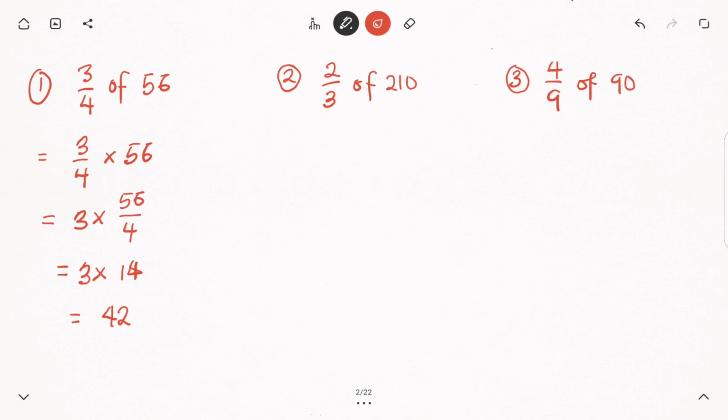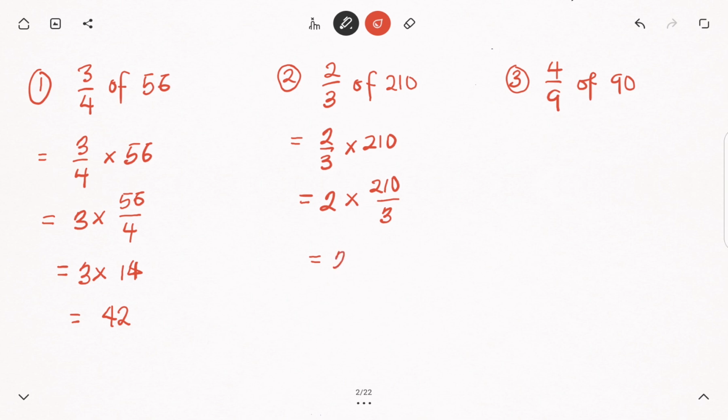All right, let's have a look at the second question. So we have 2/3 of 210. So that means from here, what do we do? First thing we do is to rewrite this expression. We have 2/3 multiplied by 210. From here, we rewrite the expression again by maintaining the 2, the numerator here, multiplied by 210, and we bring this denominator under the 210, so it becomes 3 over here.